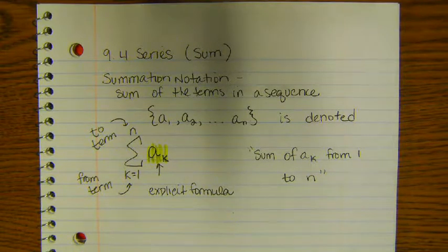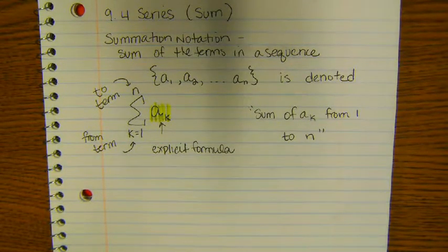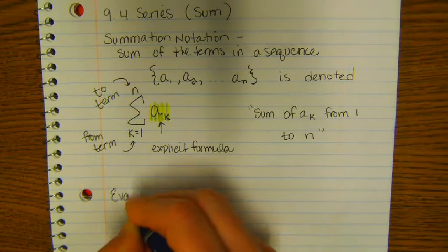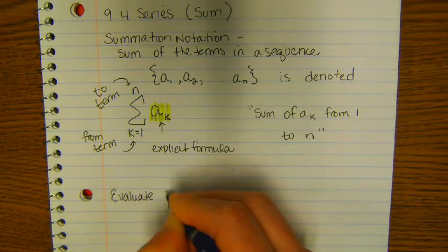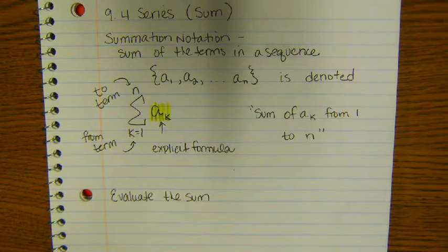Okay, so we're going to do two things right now. We're going to just take an example of something, and then I'm going to show you how to find its sum. And then I think the harder skill is taking a sum and actually writing it in summation notation. Okay, so let's evaluate the sum, and we're going to give the sum by the following summation notation.